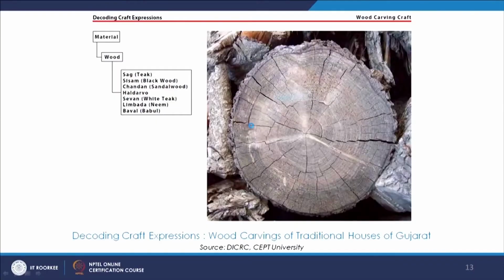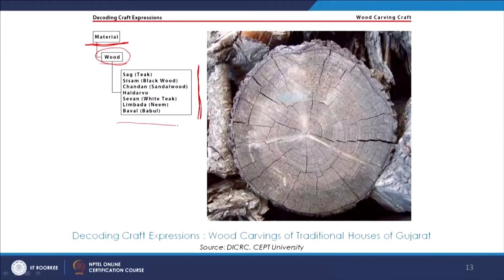If we try to analyze the material, we can further break it down. When we talk about material analysis, and since we are talking about the traditional houses of Gujarat and wood carvings, of course the material being discussed is wood. Within wood also there are different kinds of woods available. There are different kinds of wood carvings that a particular kind of wood allows, and then there are regional variations. Within different regions of Gujarat there would be different kinds of carvings that one would see.